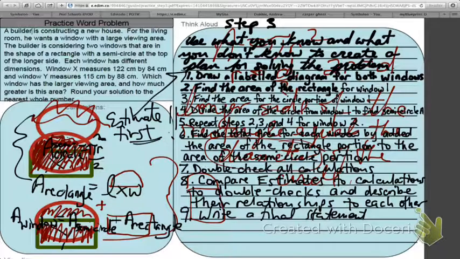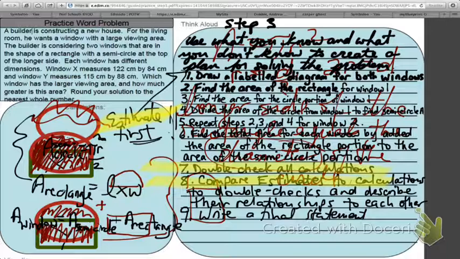So if you look up on the screen, I know it's a little bit messy, but watch where I'm going to put the highlighter. Step 7, step 8. Did you include those steps in your plan? To double check all of your calculations? To compare your estimates to your calculations? Did you include an estimate in your plan?